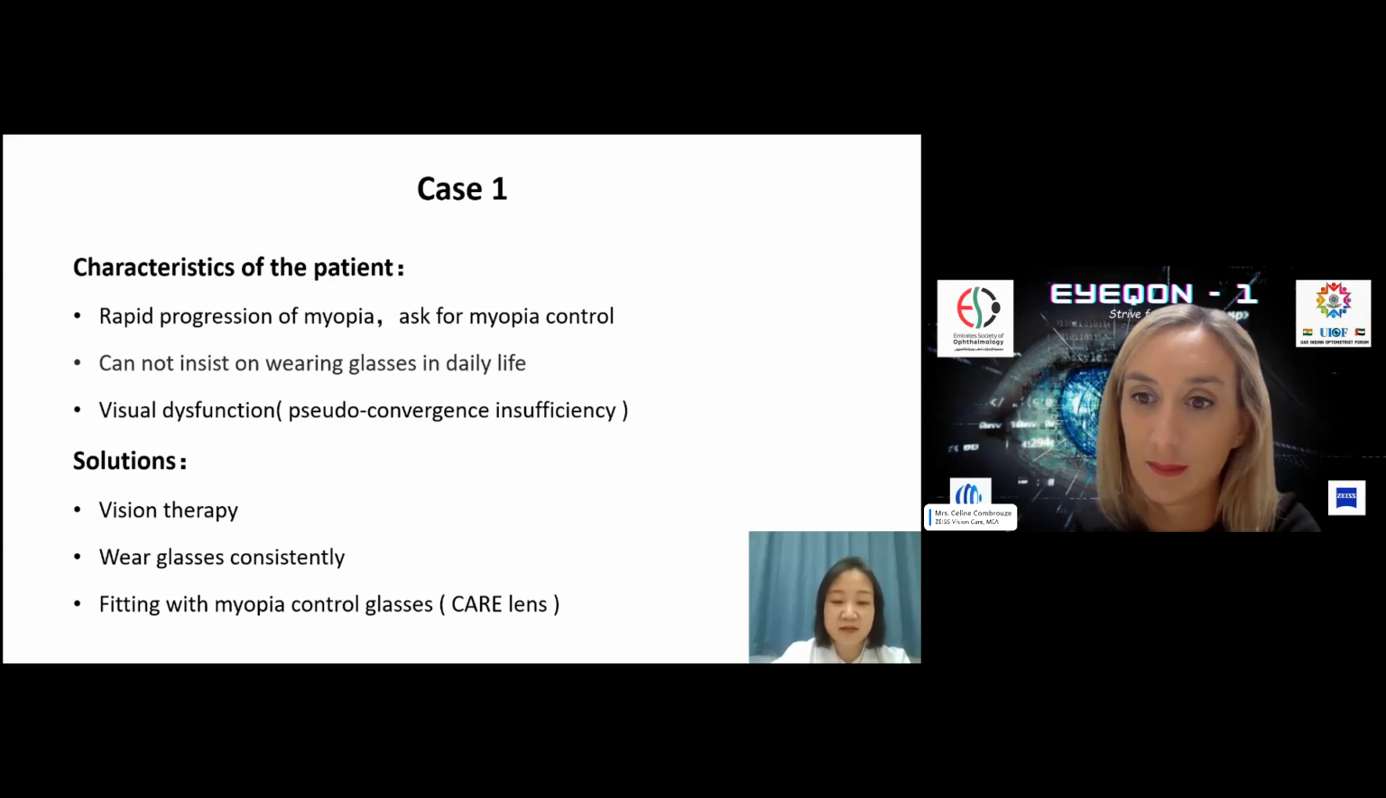After understanding the characteristics of the patient, we can provide the appropriate solution. Firstly, vision therapy is necessary for the patient to improve the ability of accommodation and convergence. Secondly, we asked the patient to consistently wear glasses, especially during near-work activity. Furthermore, we recommend the use of myopia control lenses, care lenses, to slow down the progression of myopia.